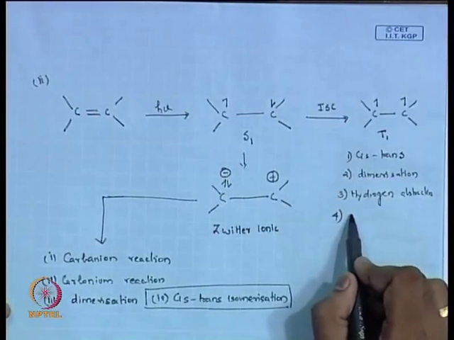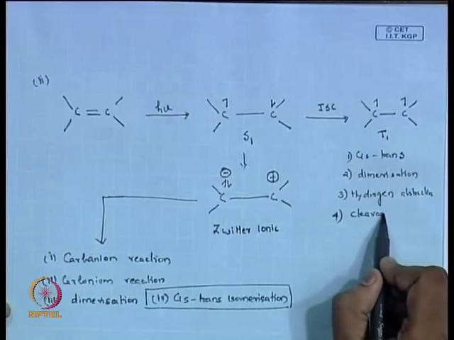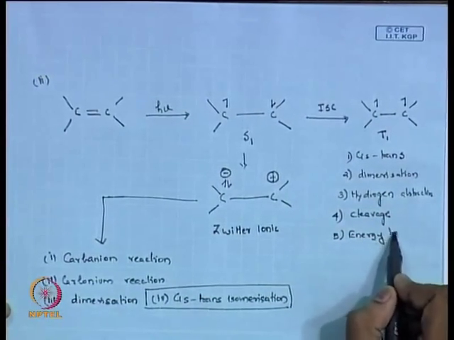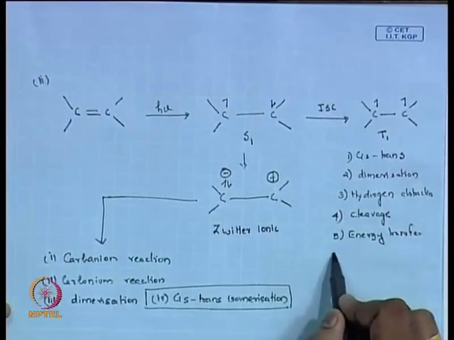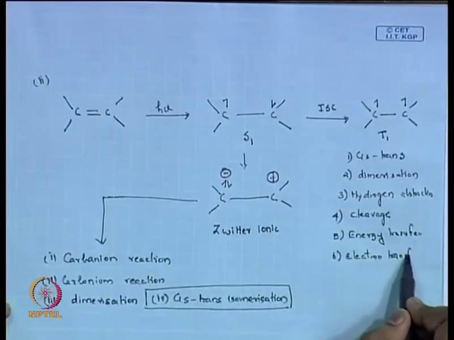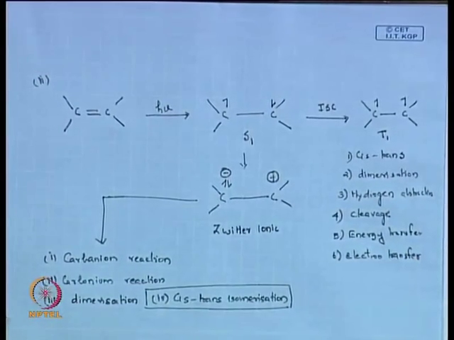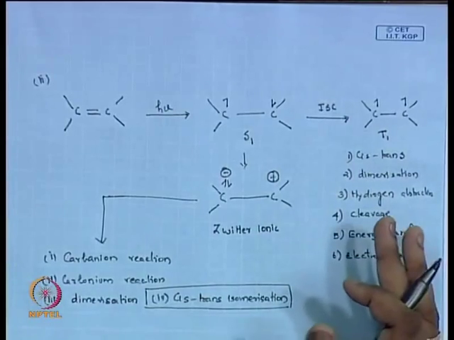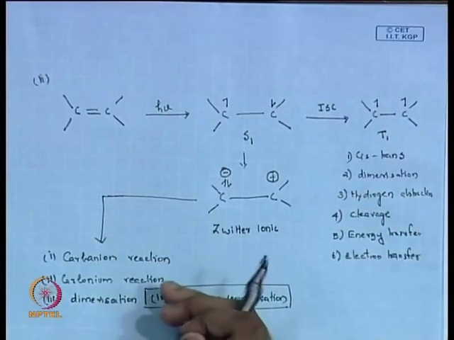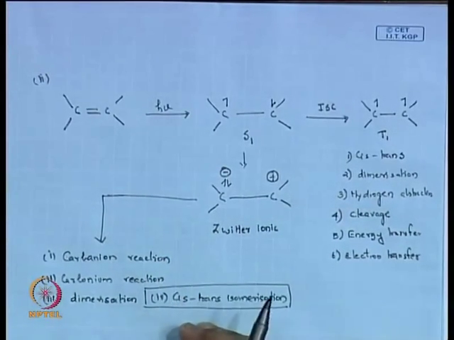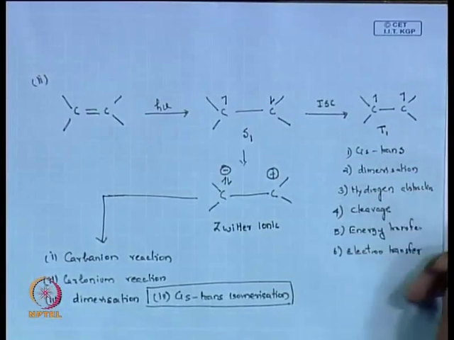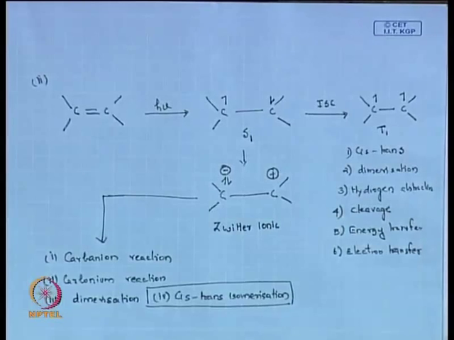You can look for cleavage, energy transfer, electron transfer. So, you can see all this cluster of reactions happening. From singlet, you can see carbanion reactions, carbonium reactions, dimerization, cis trans. From triplet, you can see again cis trans and dimerization, followed by all your n pi star reactivity. That also you can see, because it is more like a radical chemistry.